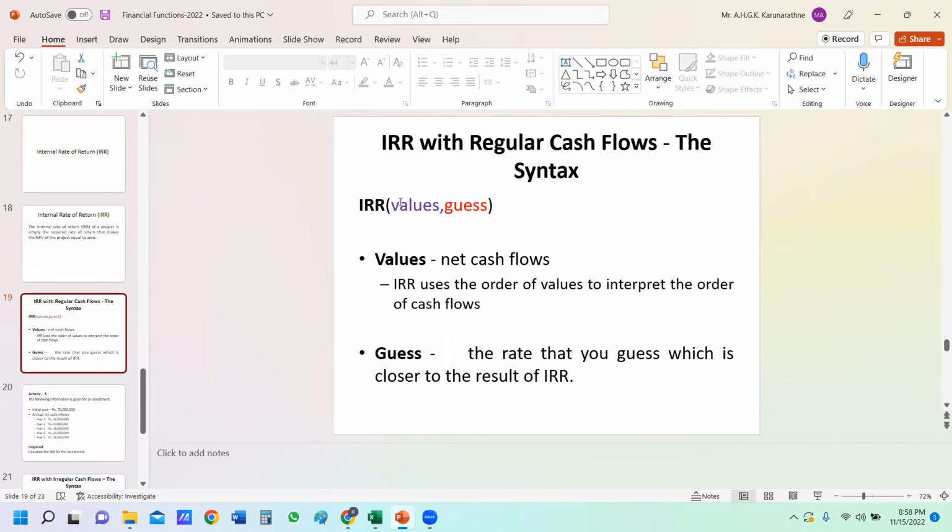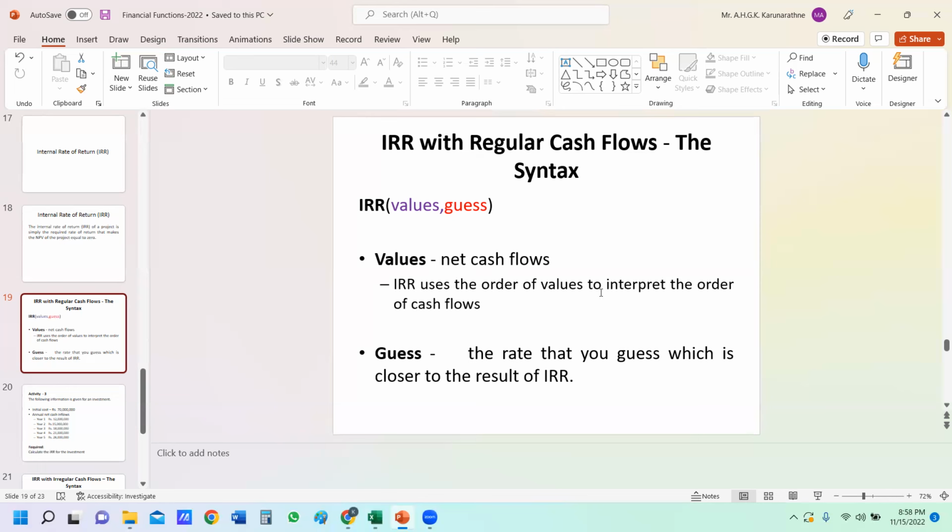You just need to show the cash flow. Just show the cash flow, and it quickly computes the internal rate of return. According to the values given, net cash flows, including the initial outflows.